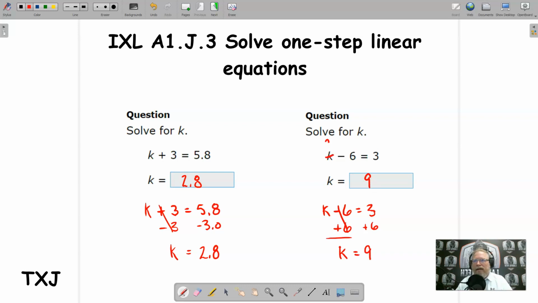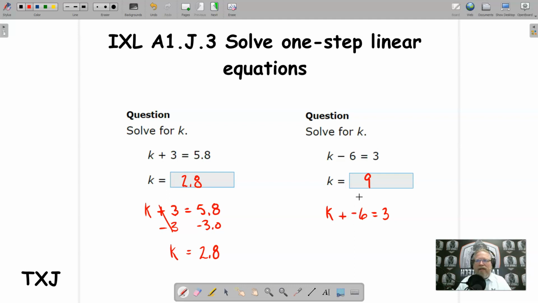Now we could always plug in our solution there. 9 minus 6 equals 3. Indeed, that is true, so we do have the correct solution. Now, with the subtraction one, I want to point out something, and I want to do this one a little bit differently. We'll come up with the same answer. If we think of this as k, change the sign to addition, and then take the opposite of 6, negative 6, this would be the same problem. All we did is change subtraction to addition and take the opposite of the number that follows.